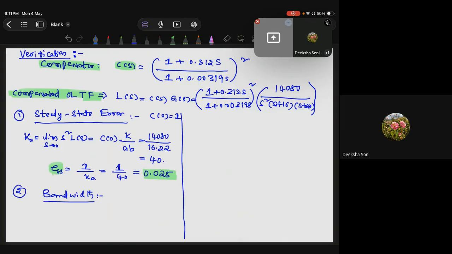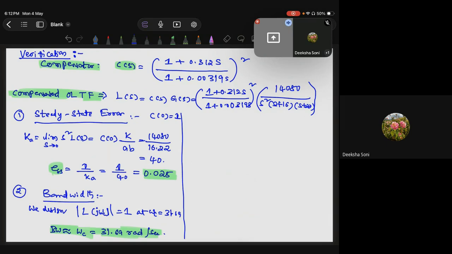Okay, so bandwidth we have designed for L of j omega c equal to 1 at omega c is equal to 31.69 itself. Okay, so hence bandwidth will be approximately equal to omega c is equal to 31.69 radians per second. This we don't need to verify because that is our choice itself.